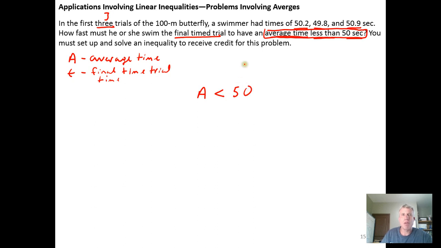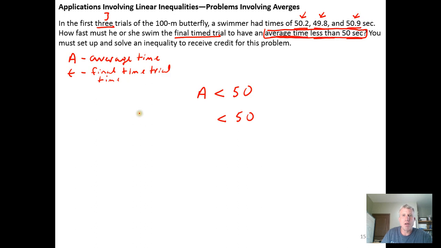So I have an inequality, and it says I must set up and solve an inequality or I don't get credit. So I want to make sure that I'm looking at an inequality on my homework paper. And then I need to think about how I calculate an average. So if I'm going to calculate an average time, remember that we calculate an average by taking the sum of the elements and then dividing it by the number of the elements that there are.